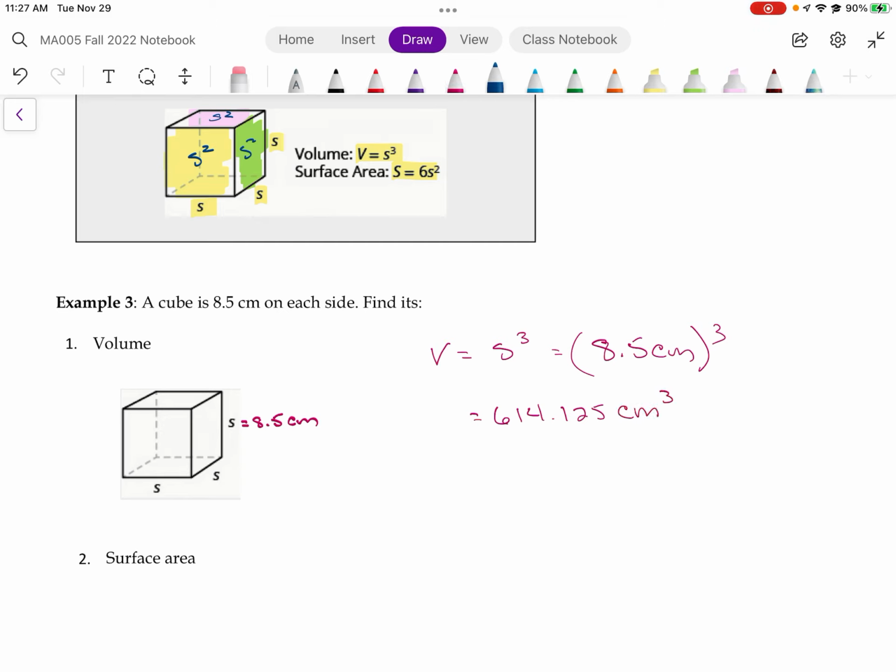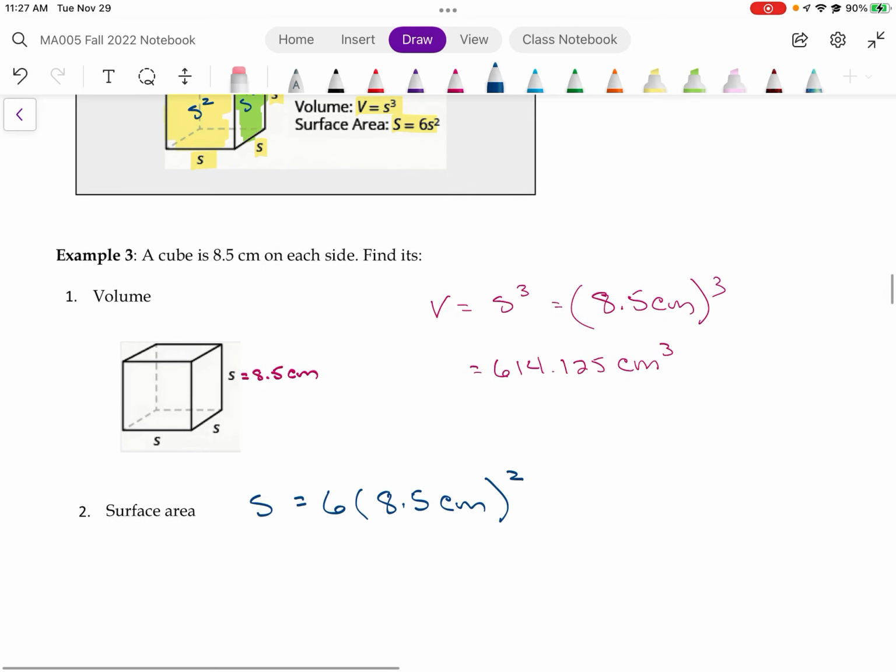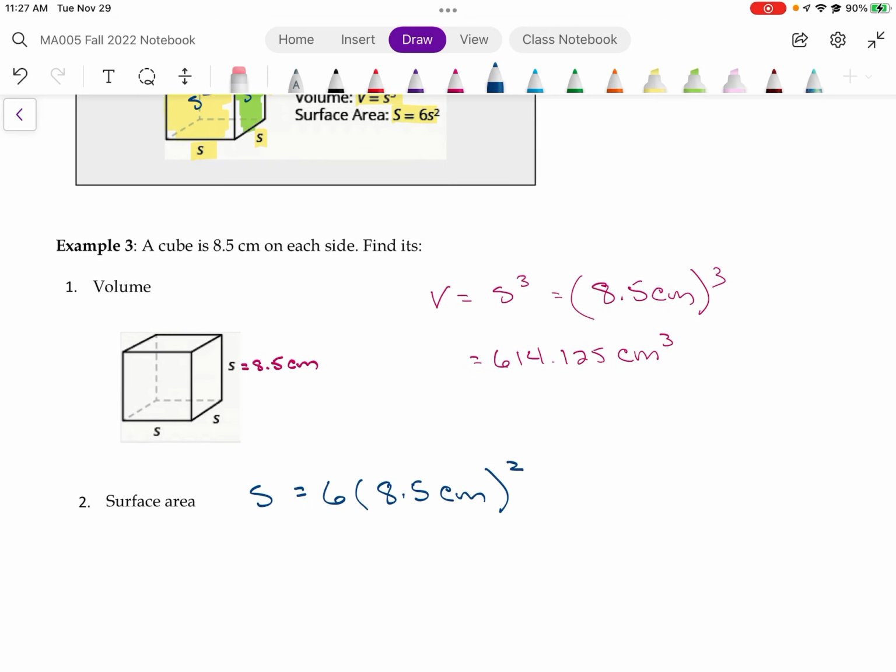All right, the surface area is going to be 6 times the side, 8.5 centimeters squared. Notice I'm using the units this time. Sometimes I use them, sometimes I don't. Just depends on how messy it's going to make it. But either way, you need to think about what the unit will be at the end. All right, so when you put this in your calculator, do not square the 6. Only the 8.5. Be careful, and you should get 433.5 centimeters. And what's the unit? It's centimeters squared.